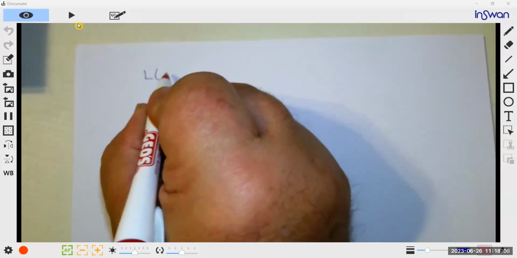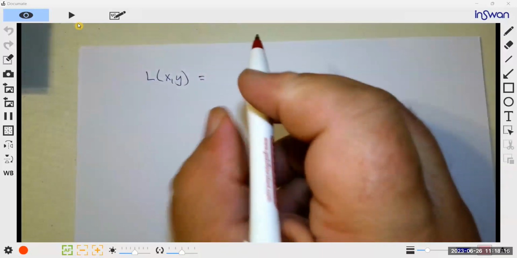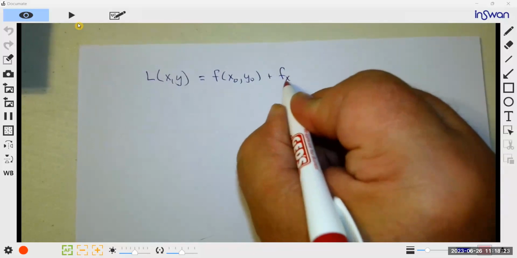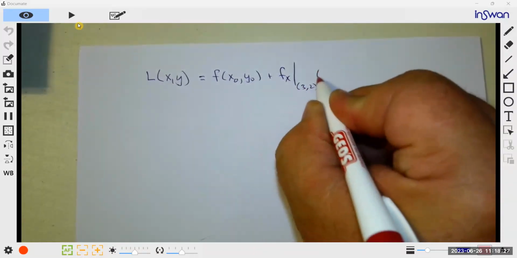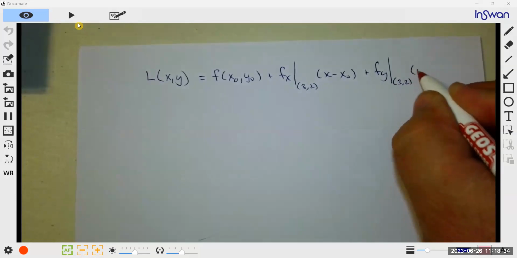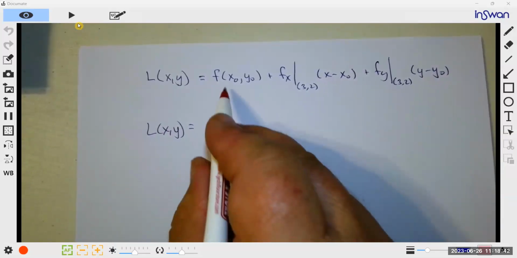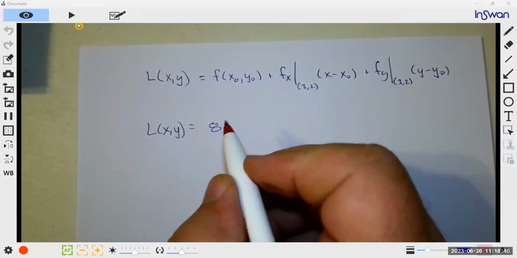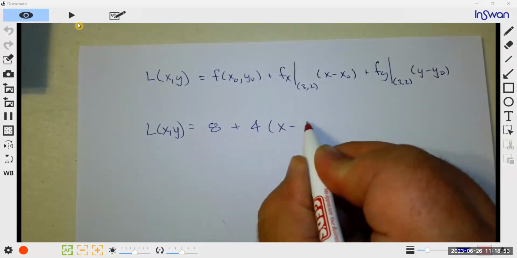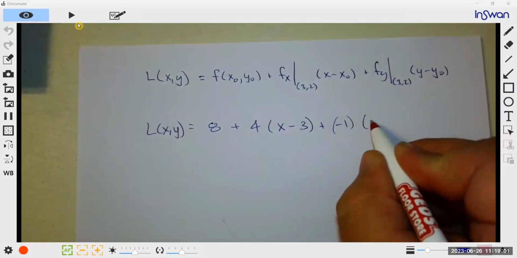So the linearization at our x, y. Notice we can't put 3, 2 here, because 3, 2 was the original starting point. So f of x0, y0 plus fx at 3, 2 times x minus x0 plus fy at 3, 2 times y minus y0. So we get f at the original point is 8, fx is 4 times x minus 3, and then fy is negative 1 times y minus 2.